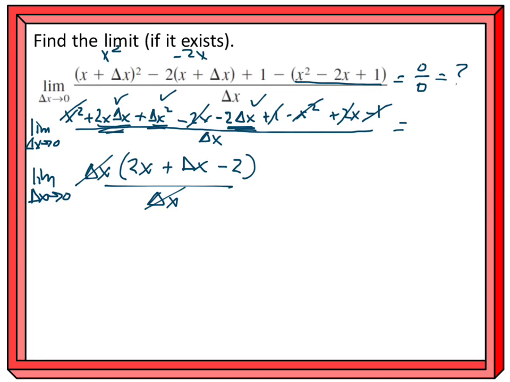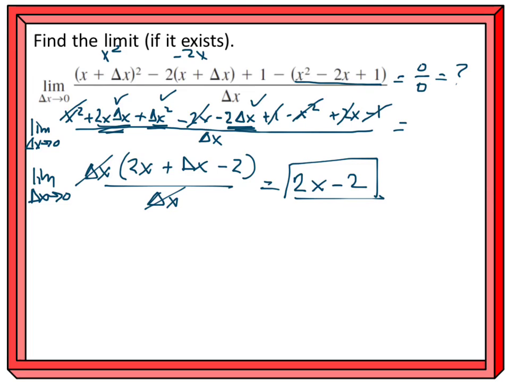And now we can just directly substitute in. There's not going to be any holes, any more problems, because we got rid of the denominator. So just plug in delta x equaling 0, and we're left with 2x minus 2.